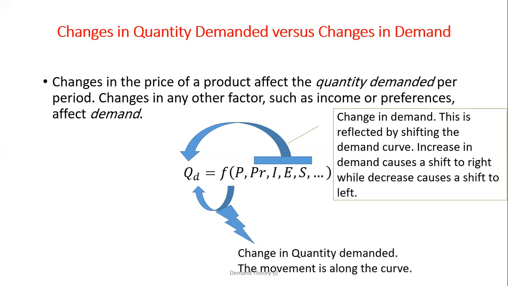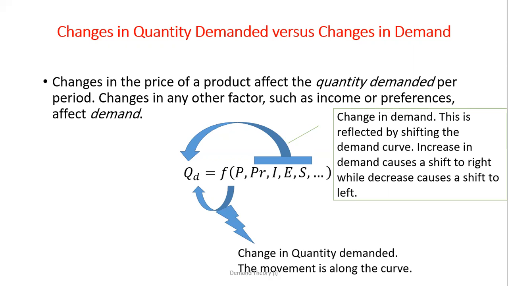On a graph, change in demand, that is a change in quantity demand which is induced because of change in factors other than the price of the commodity, is represented by shifting the demand curve. An increase will cause the demand curve to shift to right and decrease will cause it to shift to left.